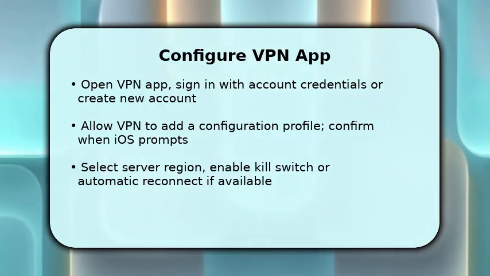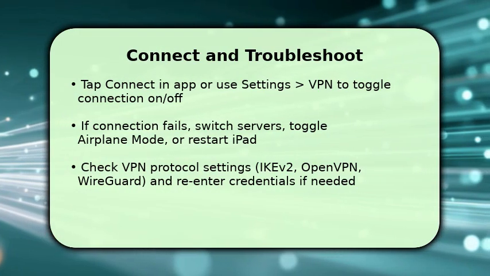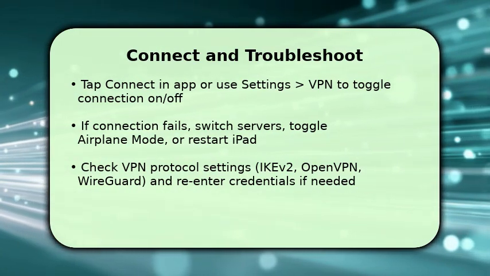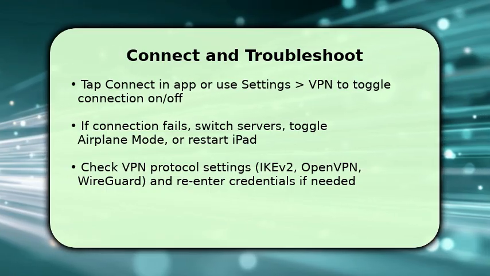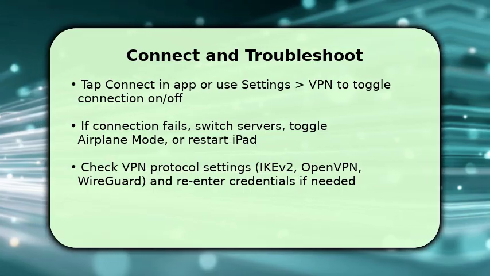You tap Connect in the VPN app and watch for the active VPN icon at the top right to confirm a live tunnel. Once connected, test access by visiting a geo-blocked site or checking your IP in a site. This proves the VPN is working.